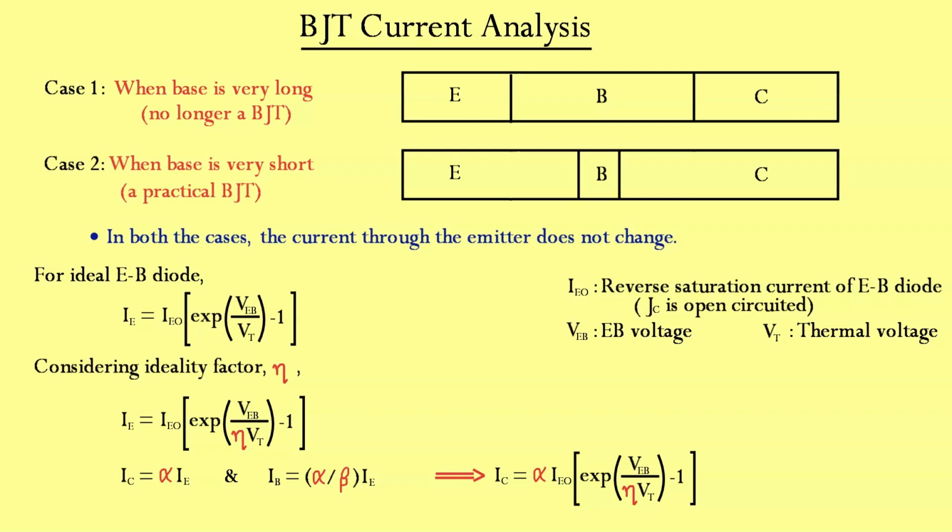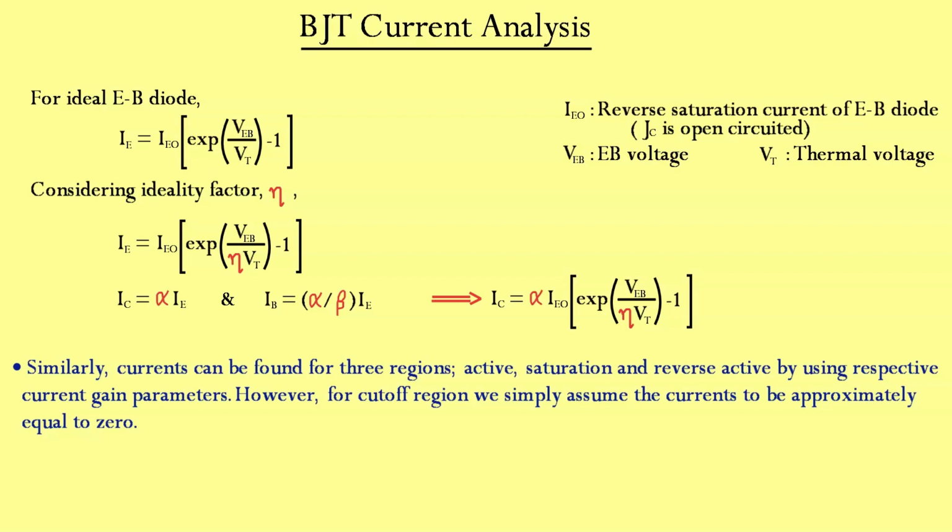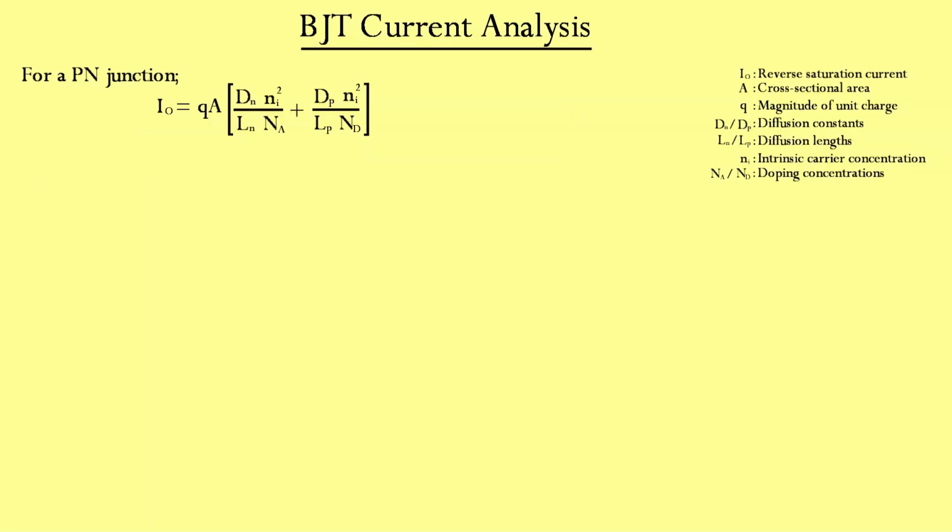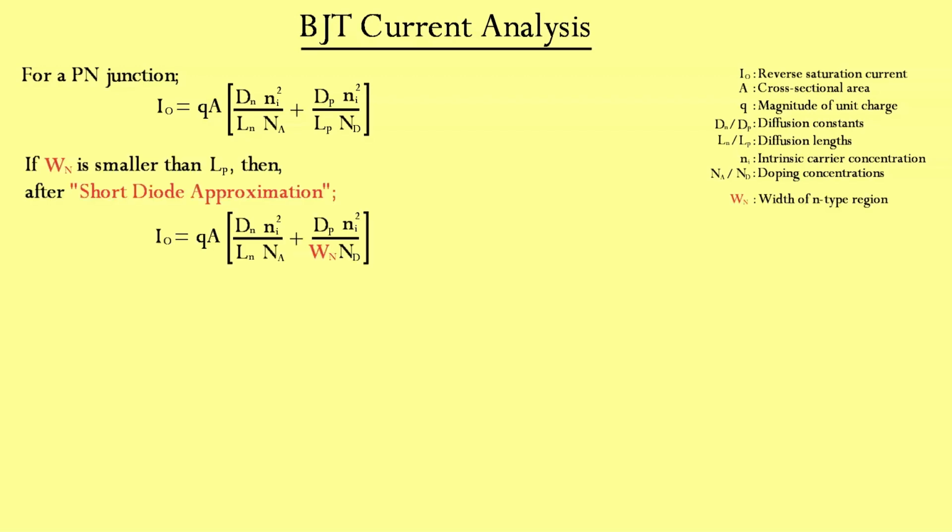We generally consider the active region as we get the best value of current gain parameters in the active region. By the same analysis, we can find current for three regions: active, saturation, and reverse active region, by using respective current gain parameters as they will differ for different regions. However, for the cutoff region, we simply consider the current values to be approximately equal to 0. For a normal PN junction, we know the value of reverse saturation current. If the N region is very small, even smaller than the minority carrier diffusion length, then after short diode approximation, we can replace the minority carrier diffusion length with the width of the N region.